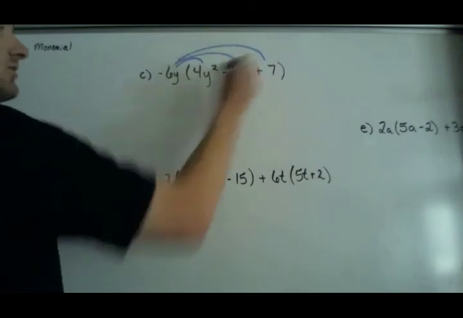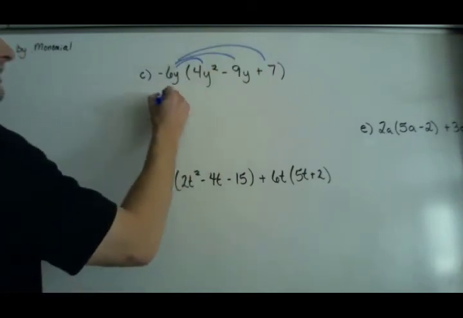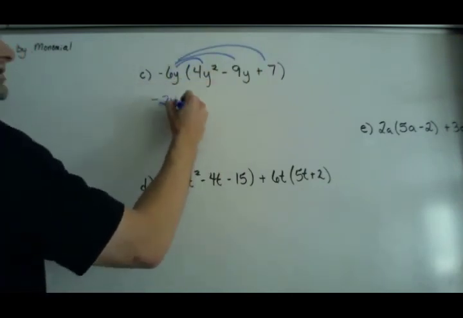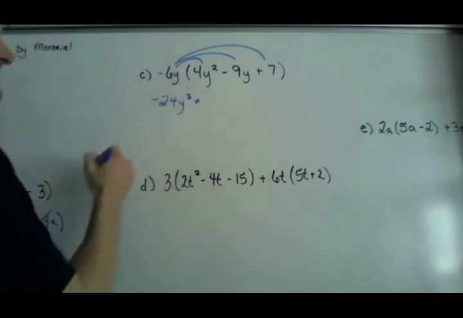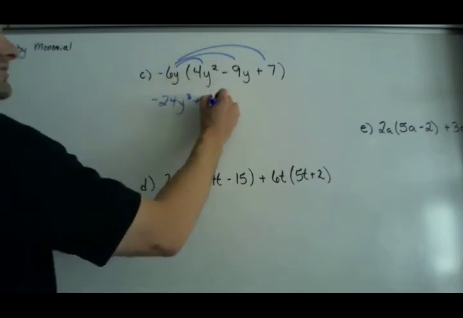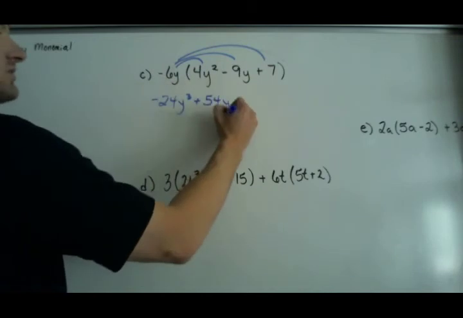We distribute again through here. That gives you a negative 24. Y times y squared is a y cubed. Here you've got a negative times a negative, which is a positive. 6 times 9 is 54. And then y times y is y squared.